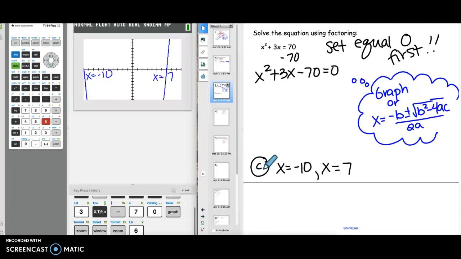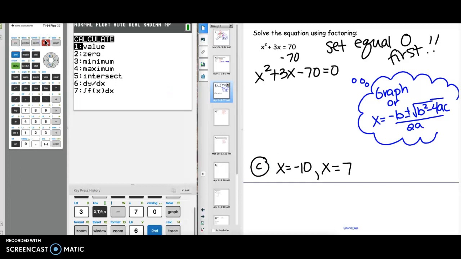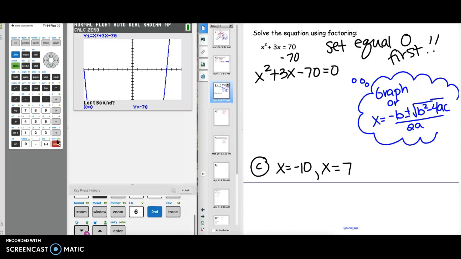If you do want to go through it and actually calculate it, you can. Second trace, and we can calculate the 0. You want to pick a point to the left and to the right of where you're looking. So I'm going to type in a guess that it was 7. And it is 0, 7. So you can do that, or you can just estimate. Since the ACT is timed, it's faster just to estimate.